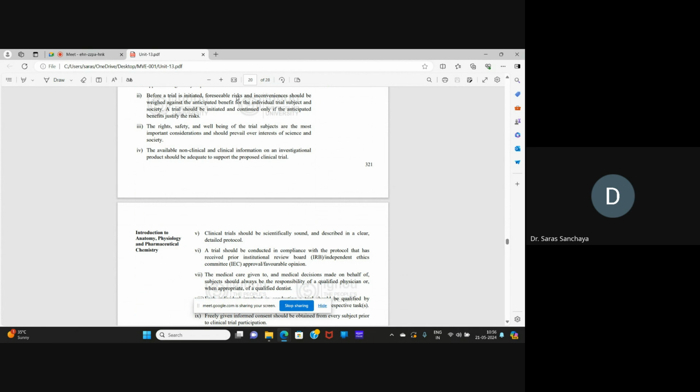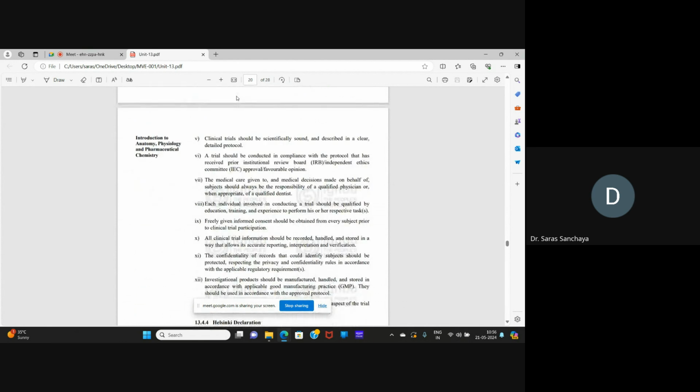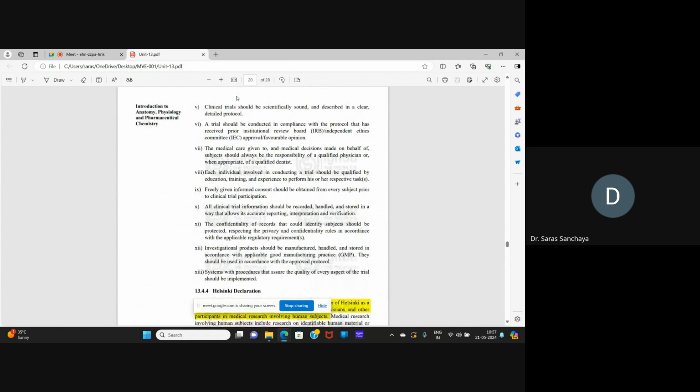The rights, safety, and well being of the trial subjects are the most important considerations and should prevail over interests of science and society. The available non clinical and clinical information on an investigational product should be adequate to support the proposed clinical trial. Clinical trials should be scientifically sound and described in a clear and detailed protocol. The trial should be conducted in compliance with the protocol that has received prior institutional review board, independent ethics committee approval or favorable opinion.